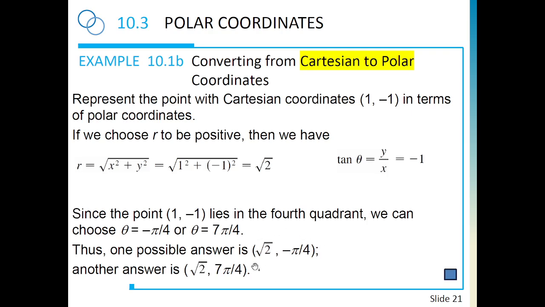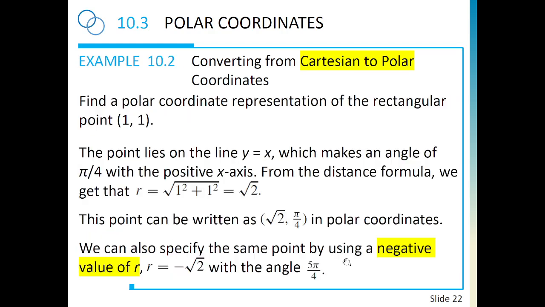Once you have one way of writing the point, you can spin the angle by 2 pi or minus 2 pi, or you can put the minus here and then add pi or subtract pi from the angle. So from that point on, we can play with it.